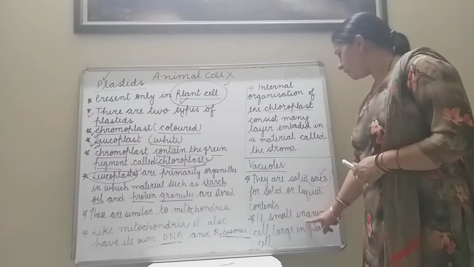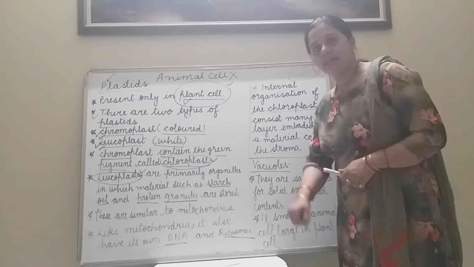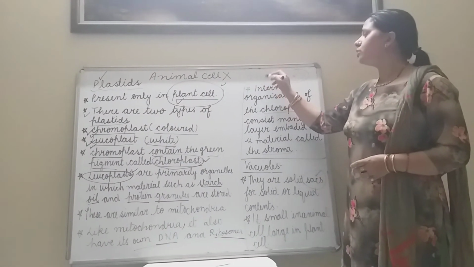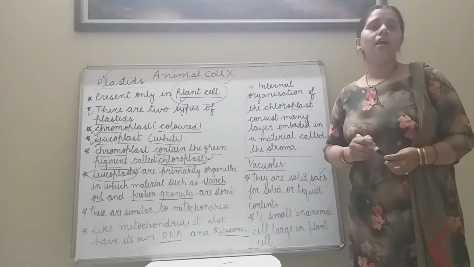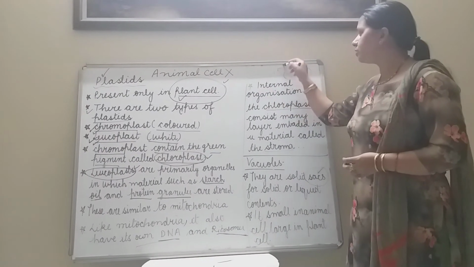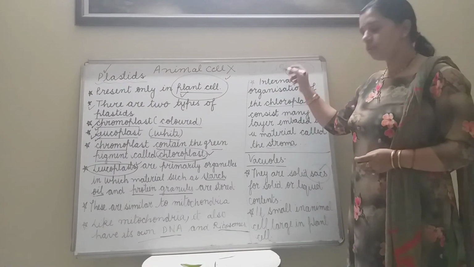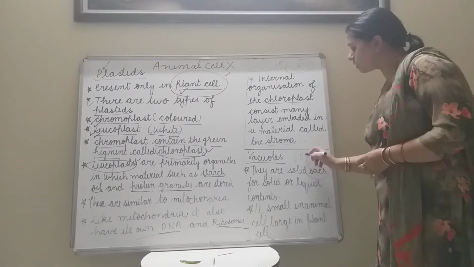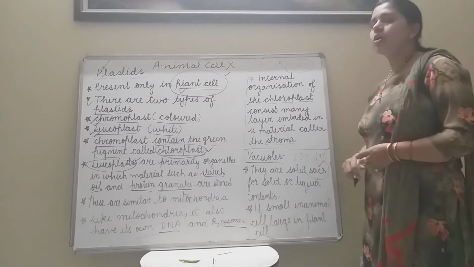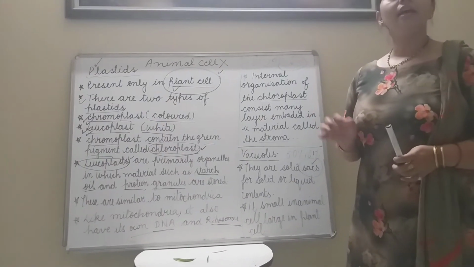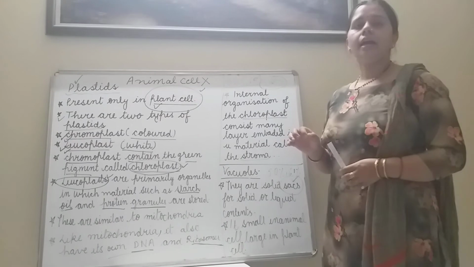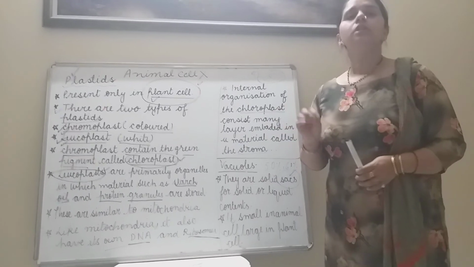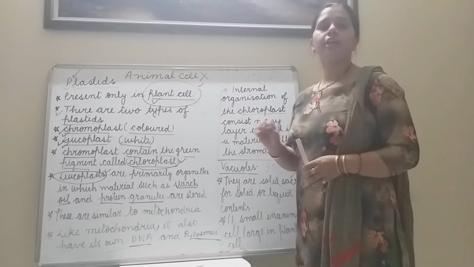Vacuoles are small in animal cells and large in plant cells. Many vacuoles cover 50 to 60% of the plant cell. How much? 50 to 60%. And many nutrients that are essential for plant growth are also stored in vacuoles.